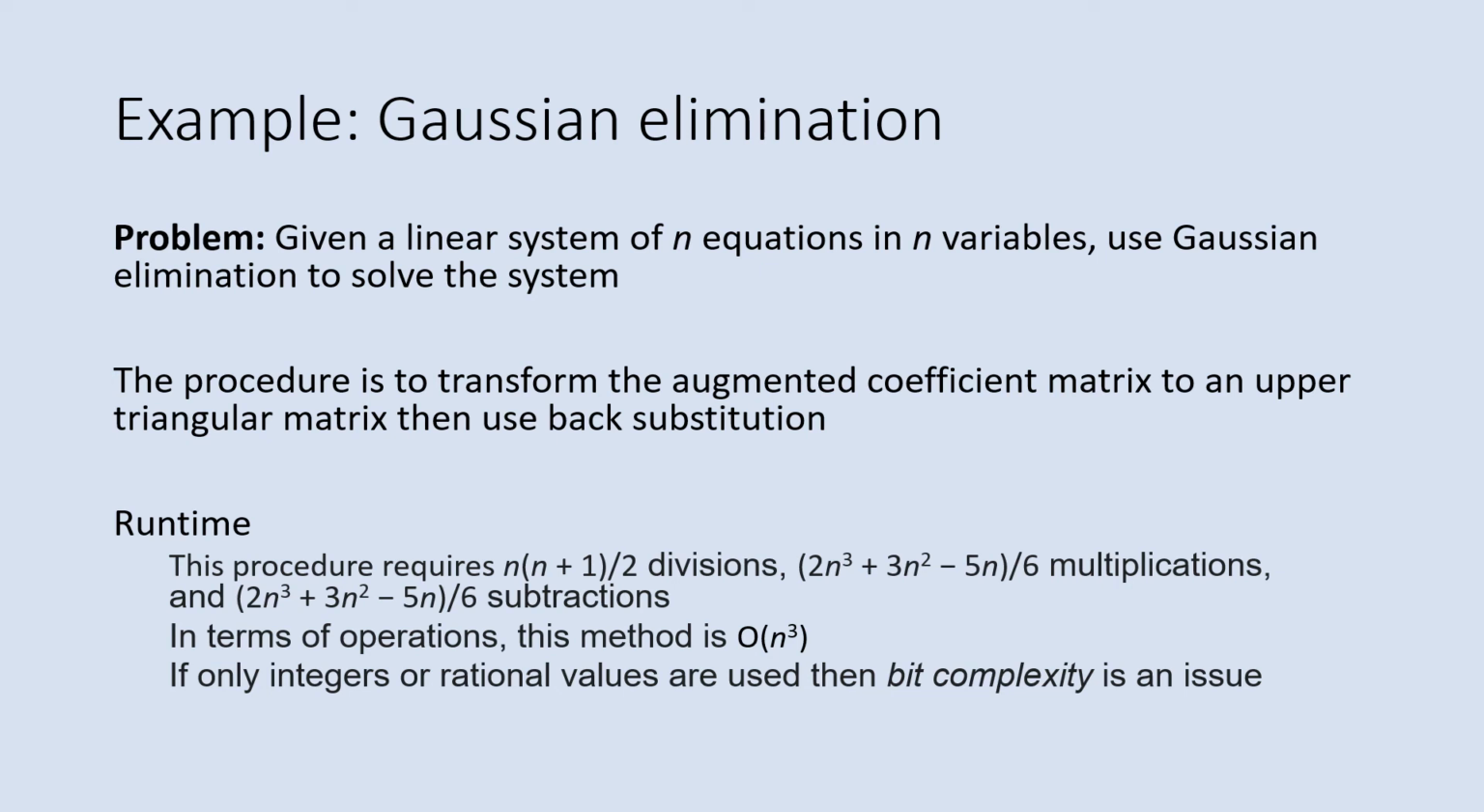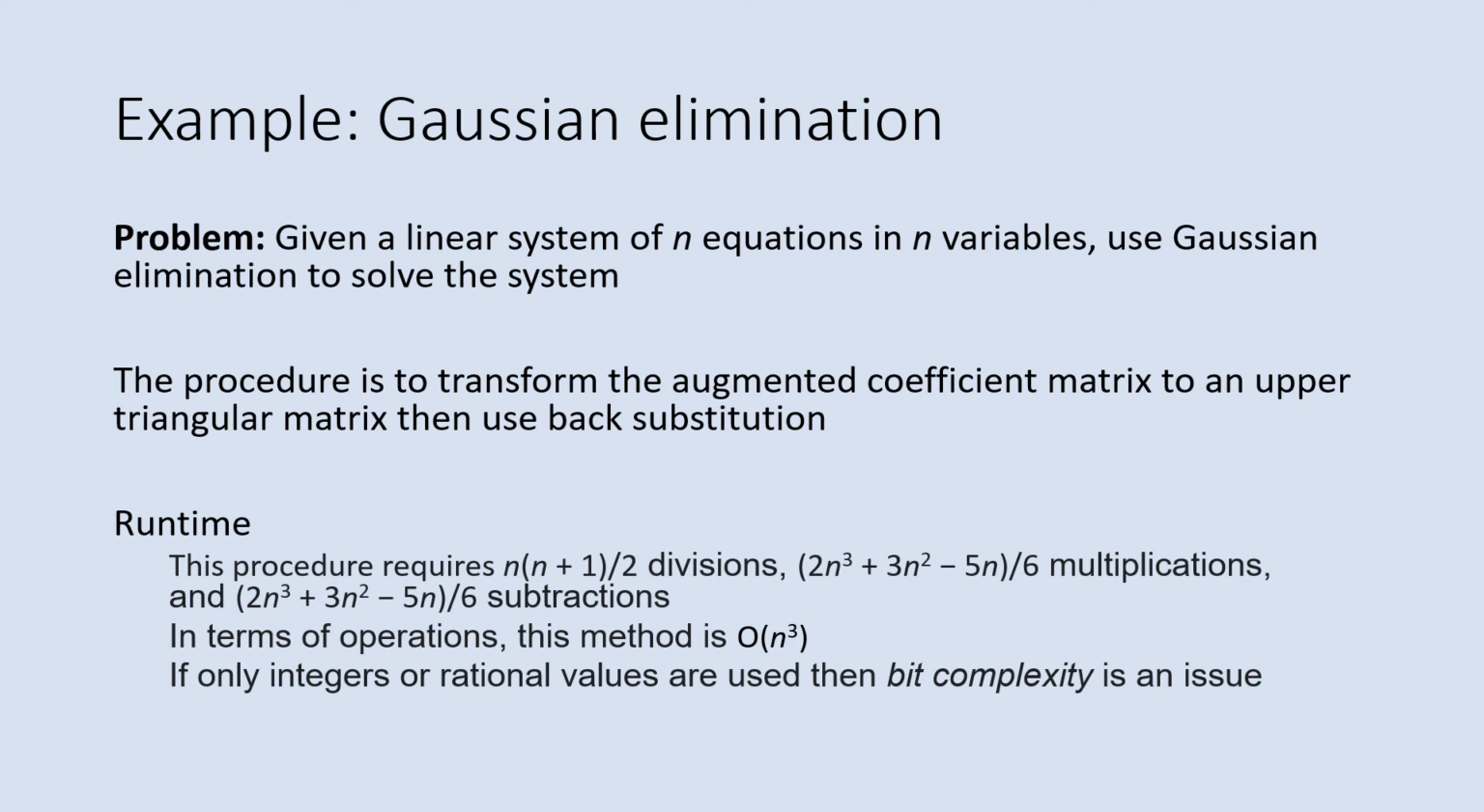If only integers or rational values are allowed to be used in the calculations, then bit complexity becomes an issue, and there's actually a big O of n to the 5th portion that comes into play. So sometimes you will see a more thorough analysis of Gaussian elimination. The thorough analysis includes what happens if the numbers are big and they're not incorporated using floating point arithmetic.